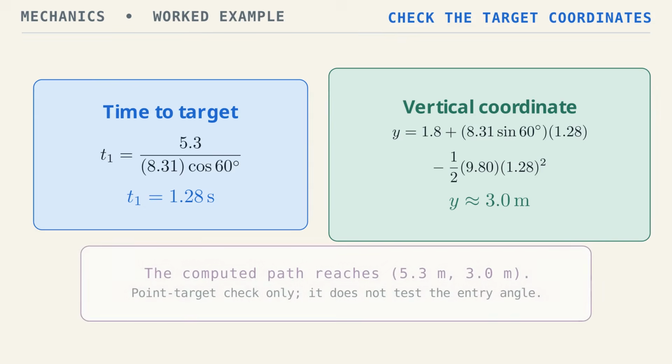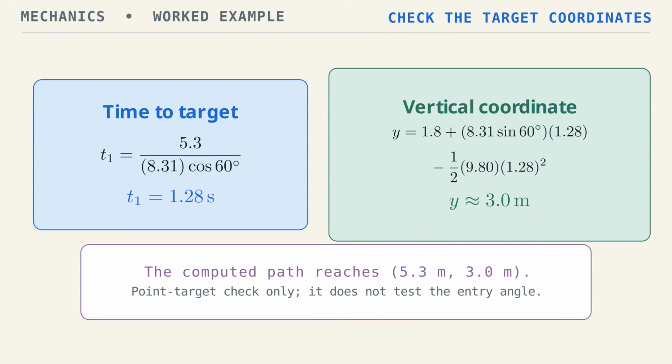Check the result in the original component equations. The horizontal equation gives a target time of about 1.28 seconds. Substituting that time and the launch speed into the vertical equation returns 3 meters to the shown precision. Thus, the computed path reaches the stated point 5.3 meters, 3.0 meters, within our simplified projectile model.